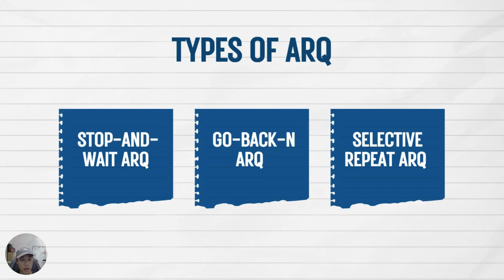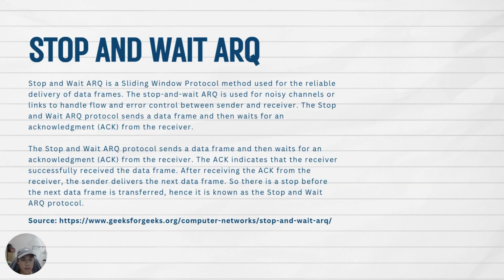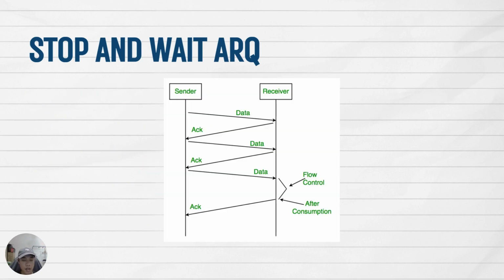There are three types of ARQ: stop and wait ARQ, go back N ARQ, and selective repeat ARQ. First, stop and wait ARQ. Stop and wait ARQ is a sliding window protocol method used for the reliable delivery of data frames. It is used for noisy channels or links to handle flow and error control between sender and receiver. We got our sources from GeeksforGeeks as usual. This is the visual representation of stop and wait ARQ.